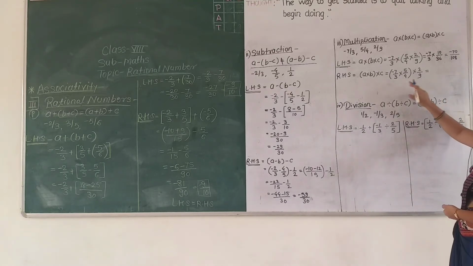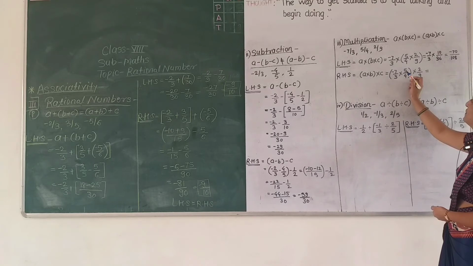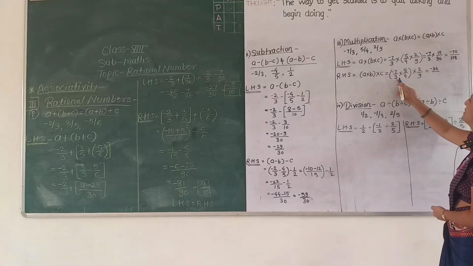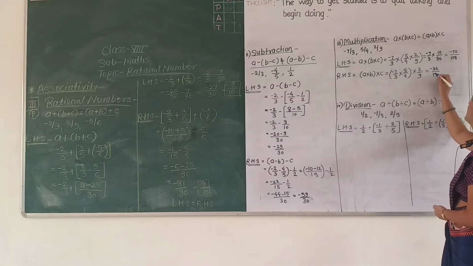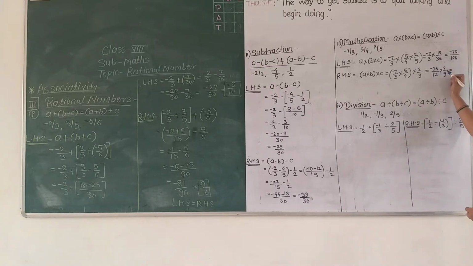Right? Now for the RHS we have to first multiply A into B. So here A into B, negative 7 into 5, which is negative 35 upon 3 into 4. 3 4s are 12 into 2 upon 9. Okay. So negative 35 into 2 is negative 70 upon 12 into 9 is 108. 12 9s are 108.